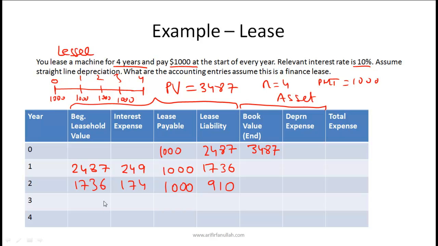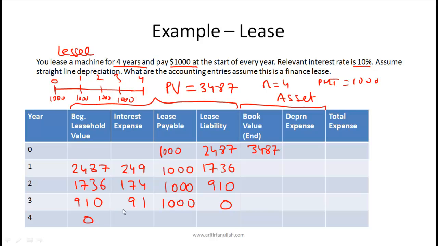910 is then the beginning lease value for year 3. The interest expense is 91, and the lease payable again is 1000, and again slight rounding error here, but 1000 minus 91 is the amount that reduces the lease liability, and that reduces 910 approximately down to 0. So notice that by the end of year 3, which is the beginning of year 4, we have reduced the lease liability down to 0.